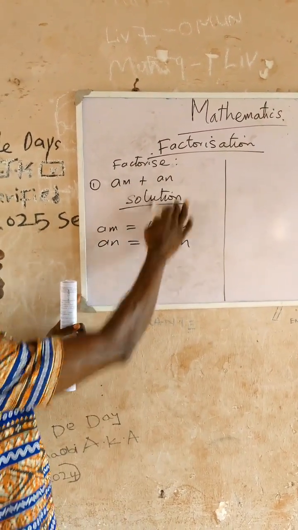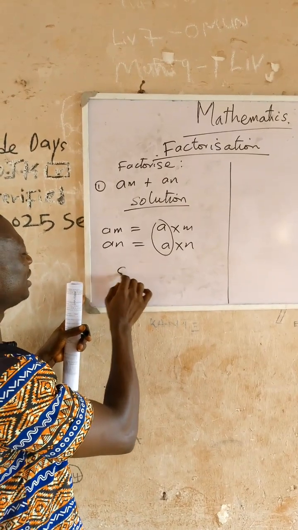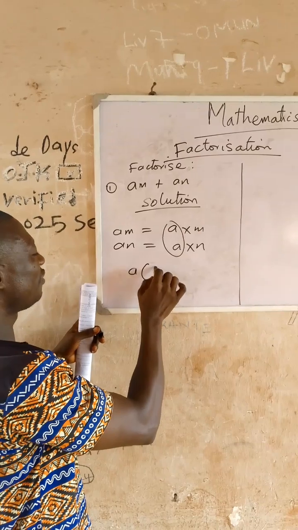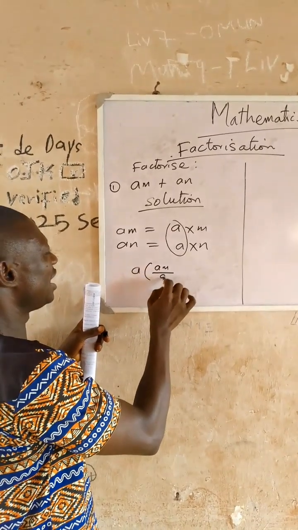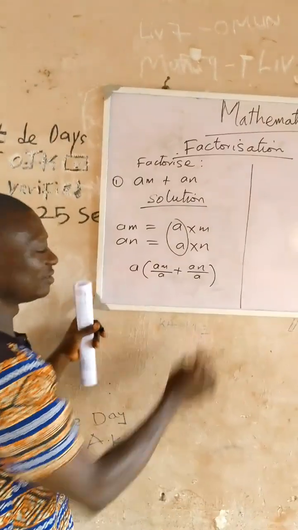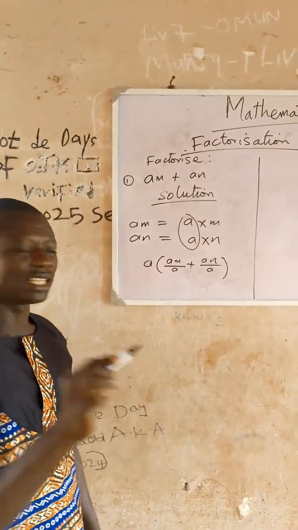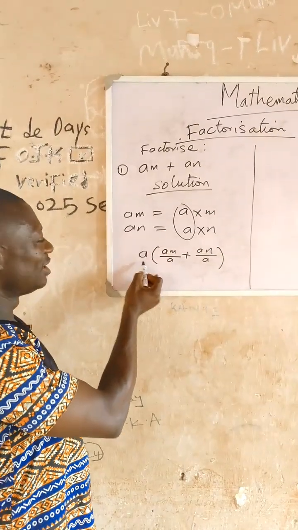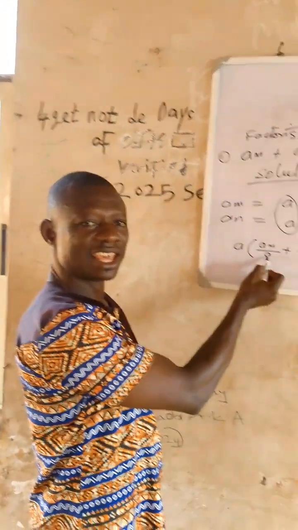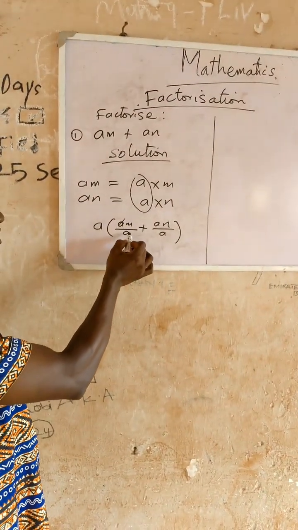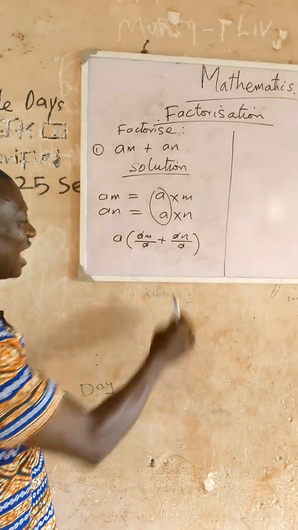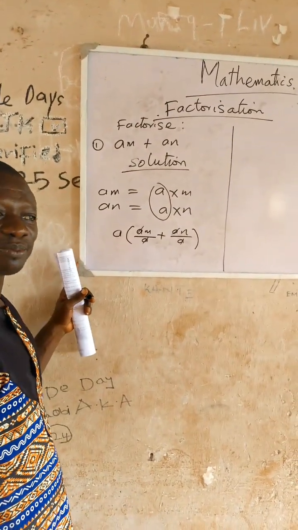To factorize AM plus AN, we are going to bring that A outside. Put a bracket, have AM over A plus AN over A. The same HCF we brought up here, the same HCF we are using to divide inside the bracket. And so we are going to cancel out. Then the factorized expression.